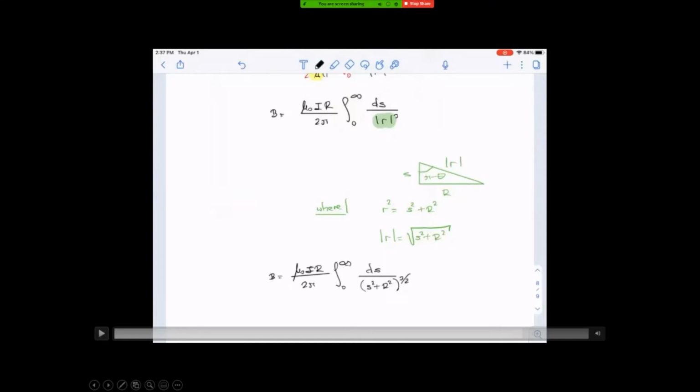Use calculus, use MATLAB. That's what you want to do. Use a calculator, look it up. You can do it any way you want. All right, this is as far as physics goes.